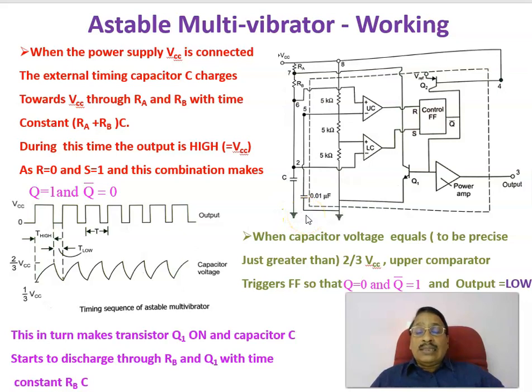Now let us see the working of this one. When the power supply VCC is connected, that is, we are applying the voltage VCC, the external timing capacitor, this is the capacitor that you are externally connecting, charges towards VCC through RA and RB with a time constant of (RA plus RB) times C.